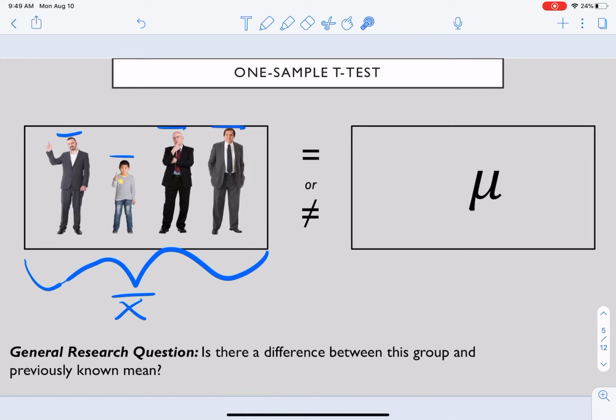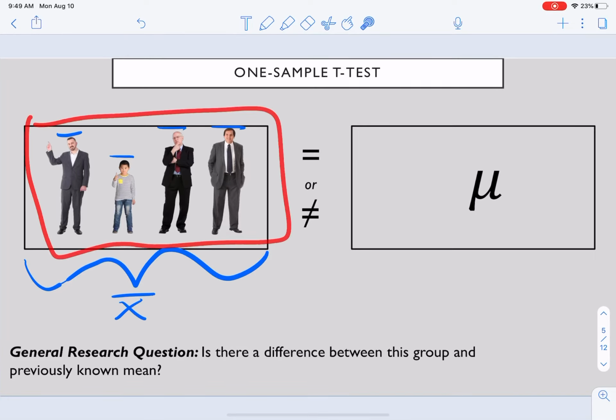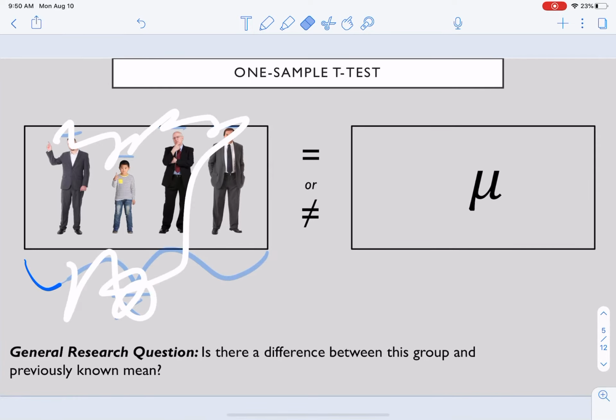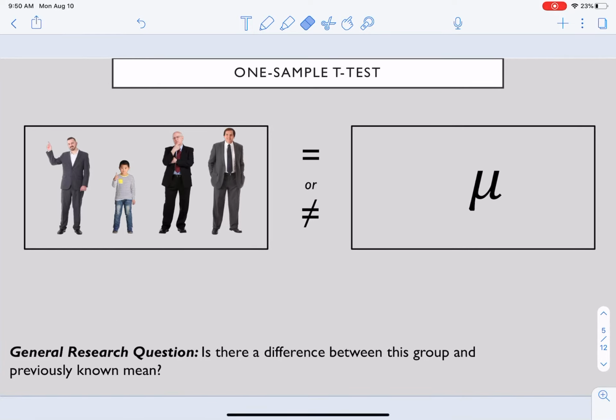We're just comparing these people to some already known value. We can kind of look at it as some structure. We've got this thing that we calculated based on these 4 people, and we're just seeing whether or not we have enough evidence to say that they are different from the population value. So is there a difference between this group and a previously known mean? Very cool. Okay, so we've got that. It's the one sample t-test because we only have one sample.